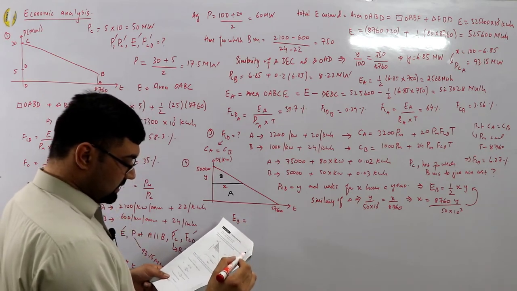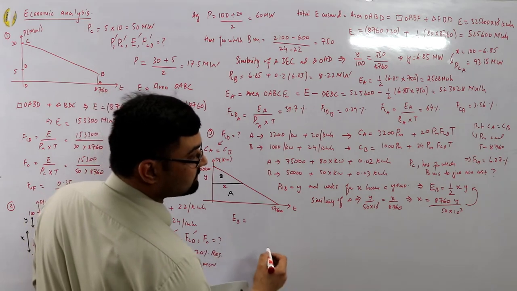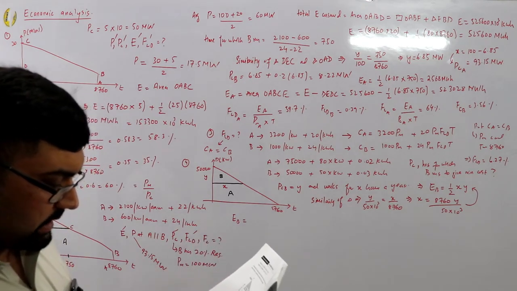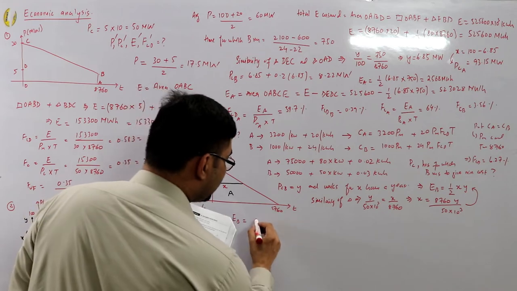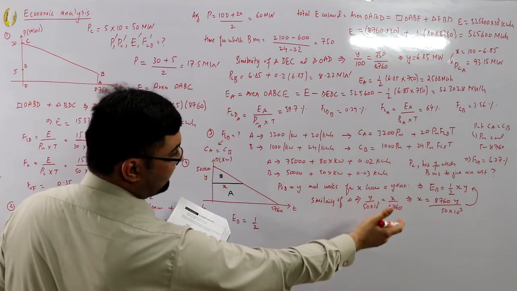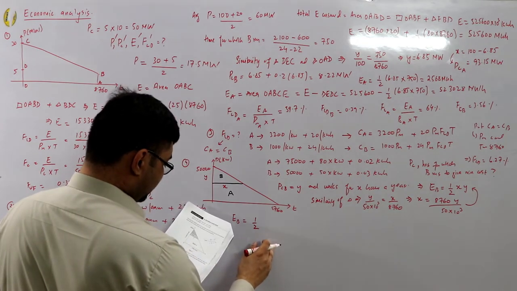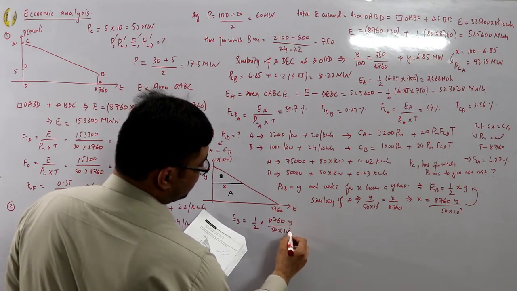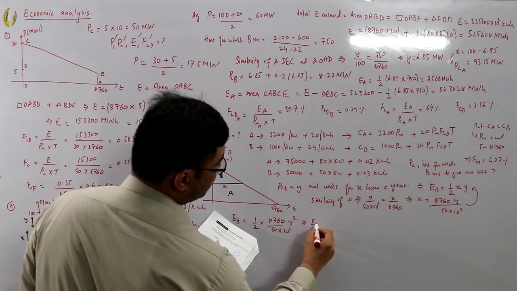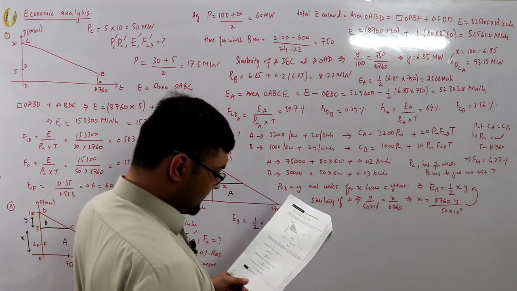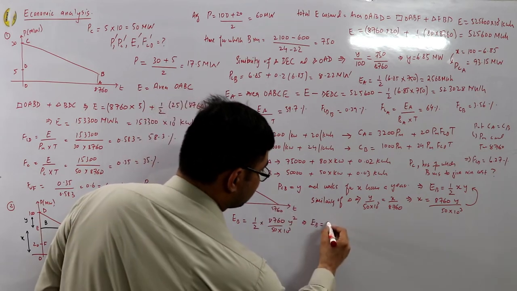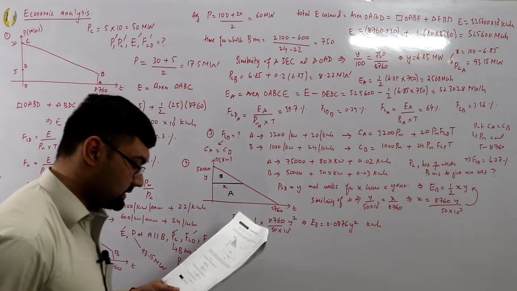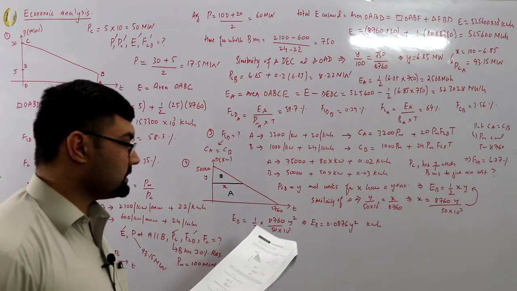And that would be what? EB would be half of X. Put the value of X. So this comes out to be, I will write the final value, half of 8760Y divided by 50,000 into Y, so Y squared. And this EB comes out to be 0.0876 Y squared in kilowatt hours. This is the energy delivered by the peak load station EB.